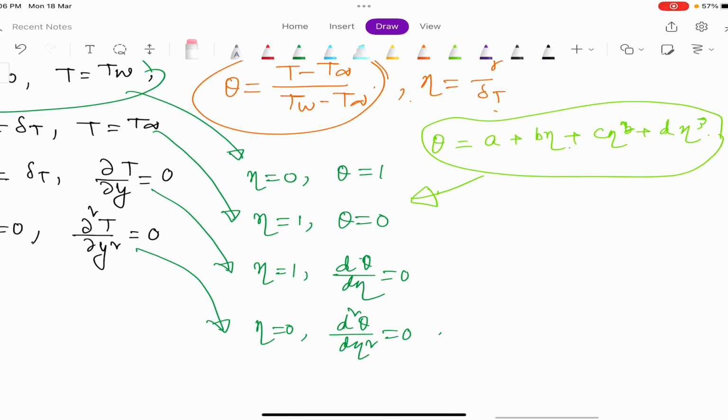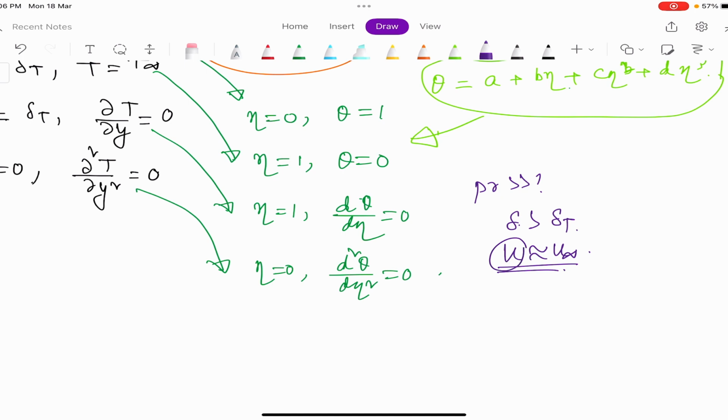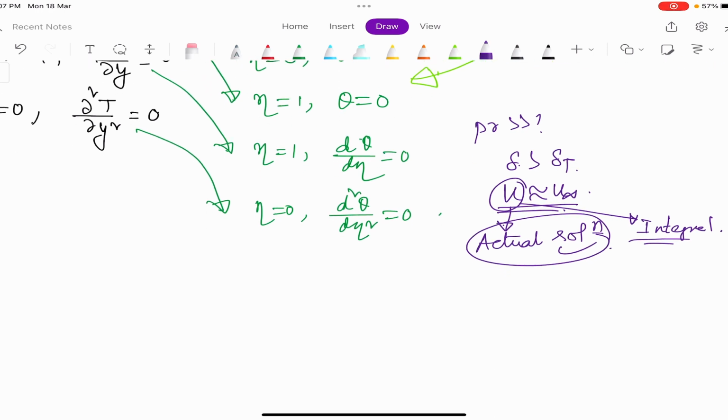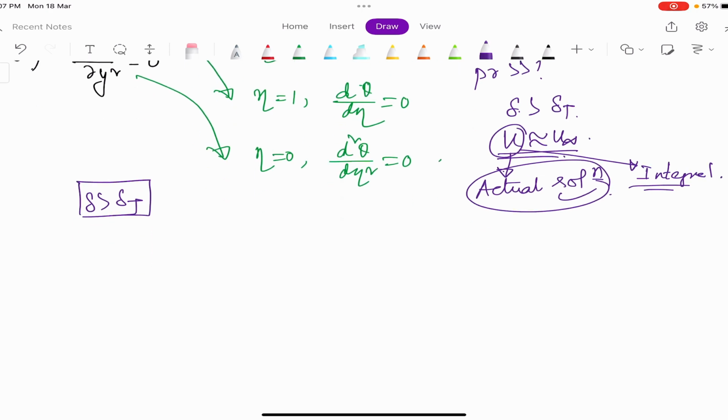But if your Prandtl number is much greater than 1, then your delta is much greater than delta t. Then you cannot take u as u infinity, then you have already derived the solution for u. So you can take the actual solution, or you can take the integral solution. You can take anything, obviously the actual one will give you more accurate result. So if we consider that delta is greater than delta t, now these are some mathematical exercise only.